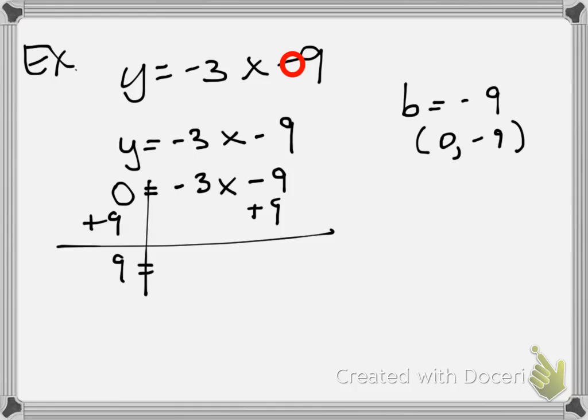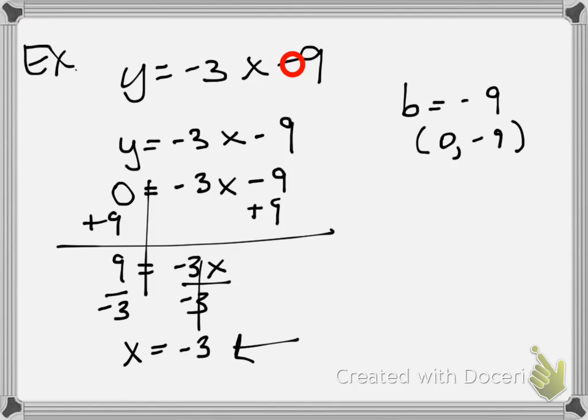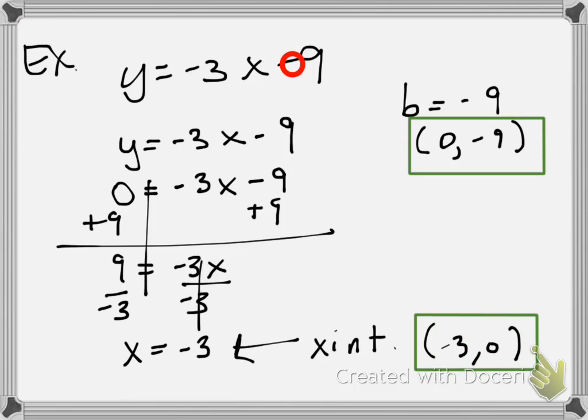So 9 equals negative 3x. Now what? Divide negative 3 by both sides. So x equals negative 3. And again, it's not just x, it's the x-intercept. And I know this because I plugged in 0 for y. So now, how do I write my x-intercept in ordered pair form? Negative 3, comma, 0. So there's my answer, and there's my answer. Okay, any questions on that?